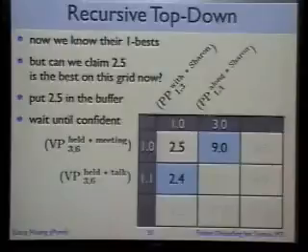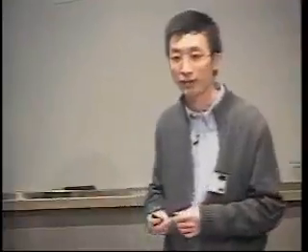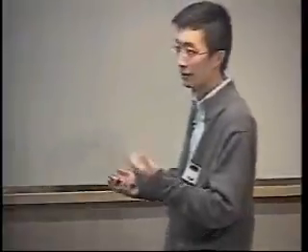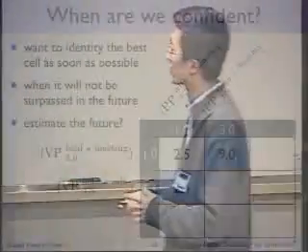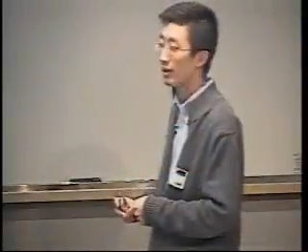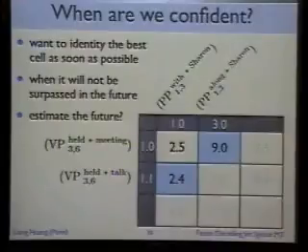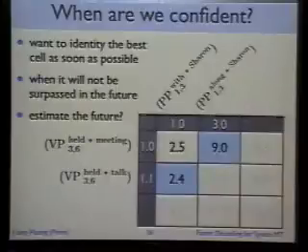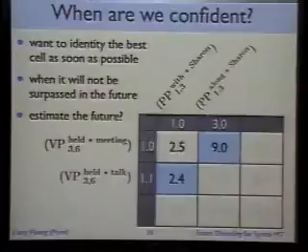Actually, you find something even better, right? And you continue this until you're confident that you've already found your one best. And then you can stop the recursion and report to the parent node that I already know my one best. But the question is, when are you confident that the current best that you got will not be surpassed in the future, right? So when you only have 2.5, there's actually a possibility that something is even better in the future. But here, when you have 2.4, can you say that 2.4 will not be surpassed in the future?